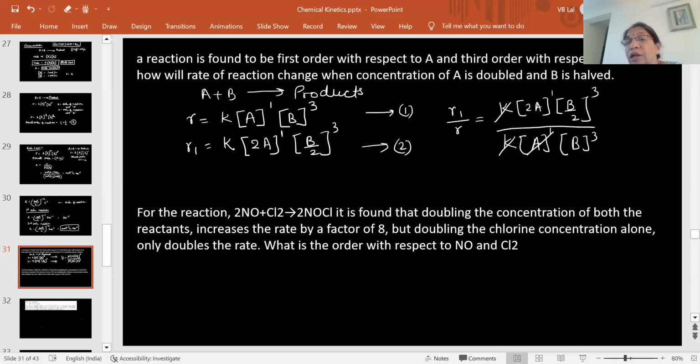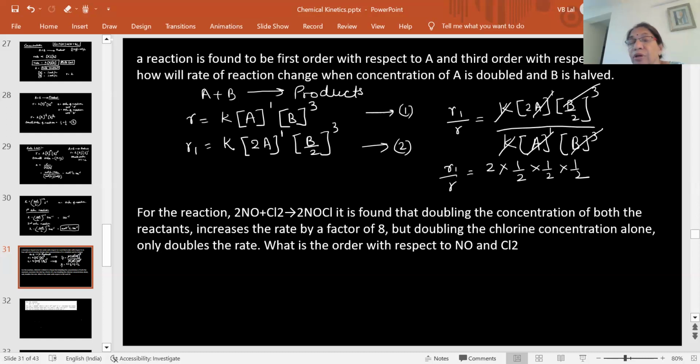A raised to 1 and A raised to 1 will get cancelled. B raised to 3 and B raised to 3 will get cancelled. So what will I get? R1 by R is equal to 2 into 1 by 2 raised to 3. So 1 by 2 into 1 by 2 into 1 by 2.